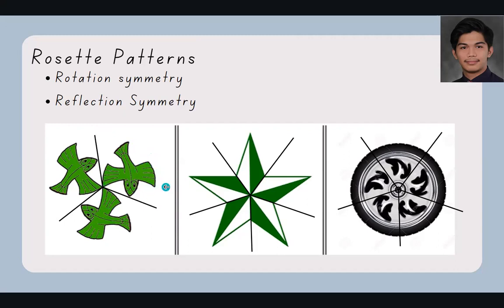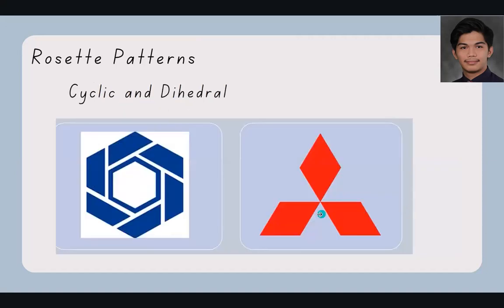motifs. And what I mean by motifs, like those that are split into three or five figures, are what you call motifs here, which are the basic units used to form and arrange a design and pattern. Now there are two types of rosette patterns, which are cyclic and dihedral.